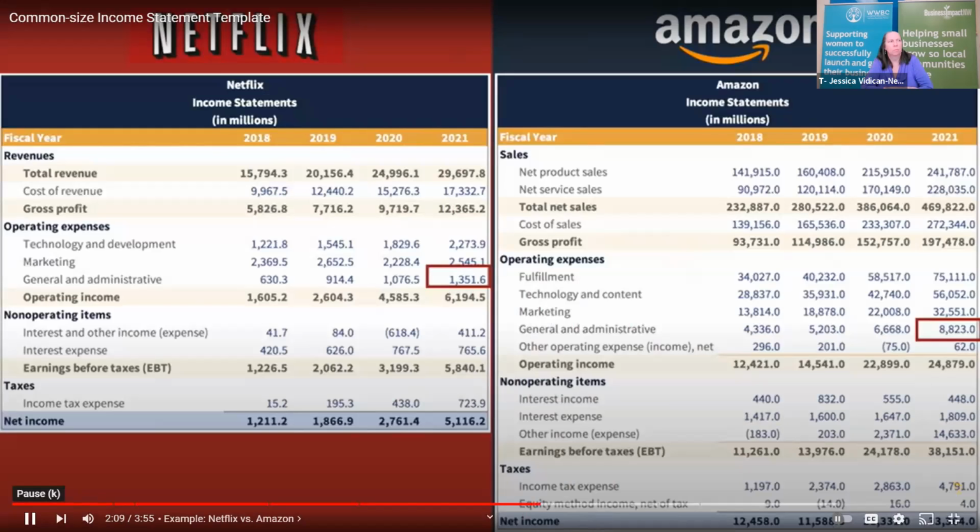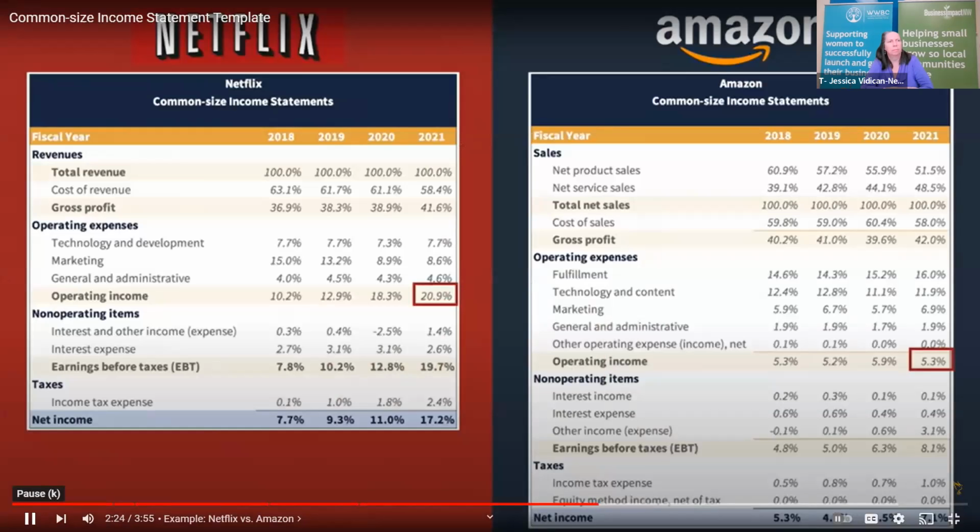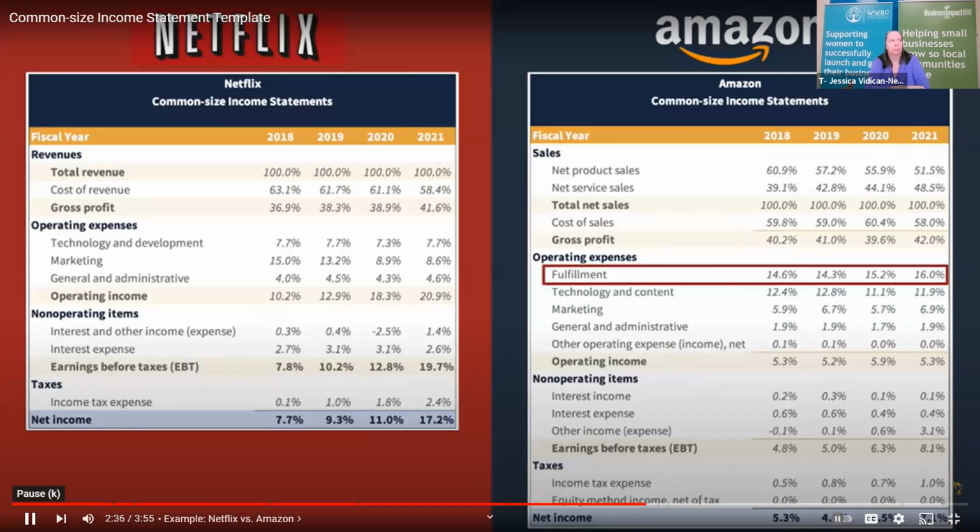We see the same pattern when it comes to general and administrative expense. Amazon spent a lot more than Netflix in terms of total dollar amount, but it spent less than Netflix as a percentage of sales. Thus, Amazon spends a lot less of every sales dollar on marketing, general, and administrative costs than Netflix does. And yet, Netflix had a lot higher operating margin than Amazon. How was this possible? Amazon has a significant operating expense that Netflix does not have: fulfillment costs. Fulfillment costs were 16% of Amazon's net sales in 2021.